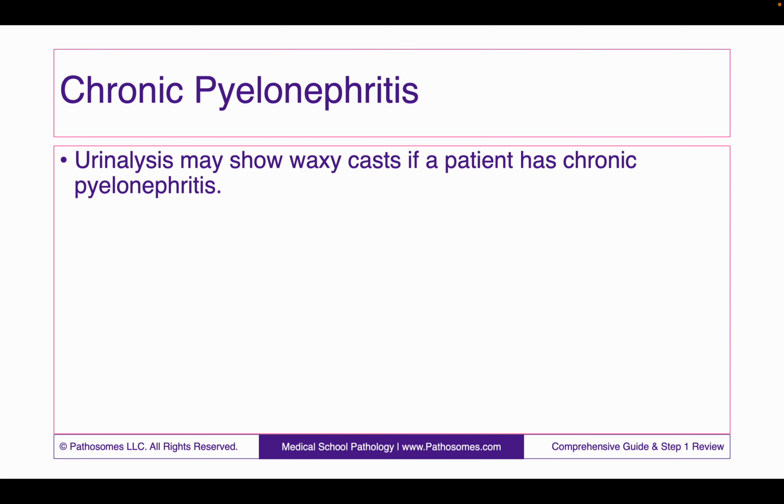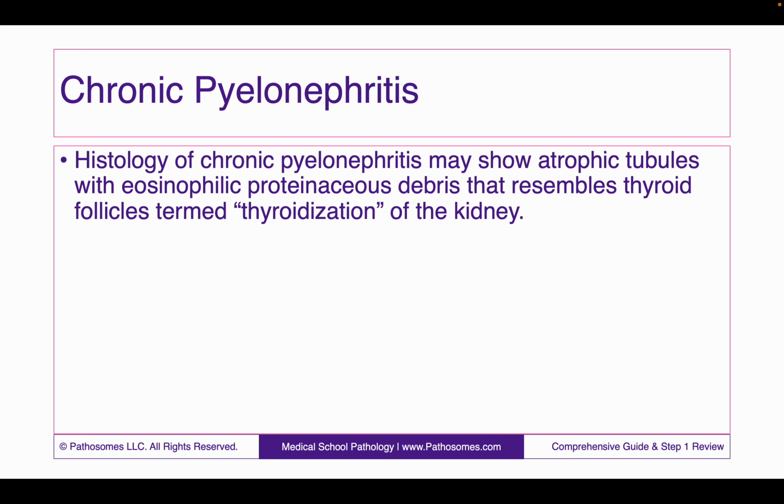Urine analysis may show waxy casts if a patient has chronic pyelonephritis. And the histology of chronic pyelonephritis may show atrophic tubules with eosinophilic proteinaceous debris that resembles thyroid follicles, termed, buzzword, thyroidization of the kidney. So if you see thyroidization of the kidney, think chronic pyelonephritis.